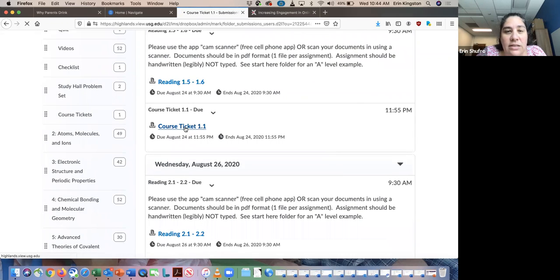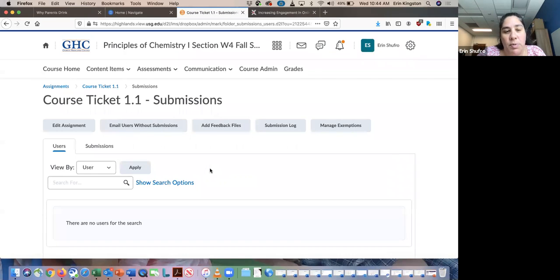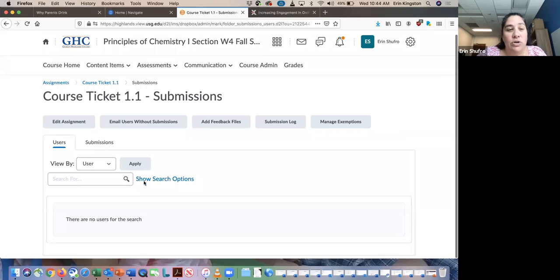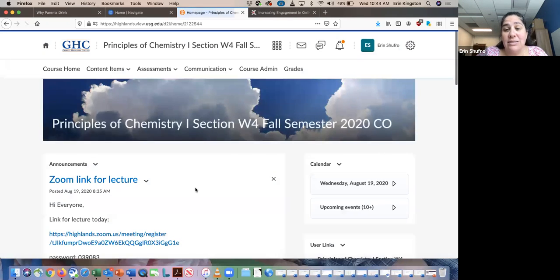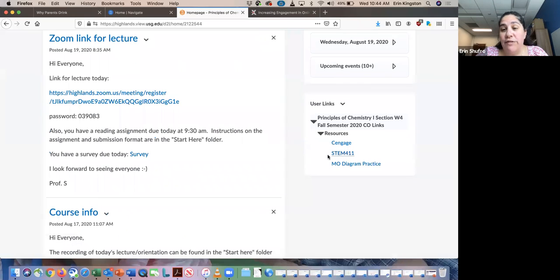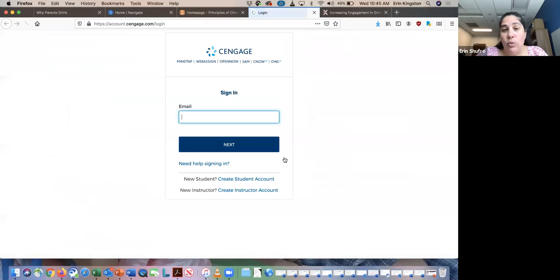If you click on this, it'll take you right to the Dropbox. Now I'm a professor, so it looks a little different for me, but you guys will see a spot right here to submit your assignment, okay? Homework, that's a different story. To access the homework, that's on Cengage. Once you have created your account, you click on this link here, Cengage, and that will take you to the homework assignment website. Homework is the only thing that's on a different website that's not on D2L.